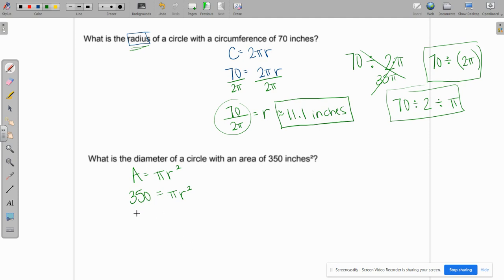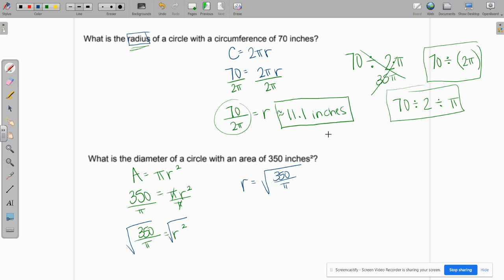What we're going to want to do is first isolate r squared. So first we're going to divide both sides by pi. I'm not actually going to type anything in my calculator yet. I'm just going to keep it like this. So we have r squared equals 350 divided by pi. If we want to get r isolated, now we need to square root both sides. So r equals the square root of 350 divided by pi. We're going to type all of that in at once.